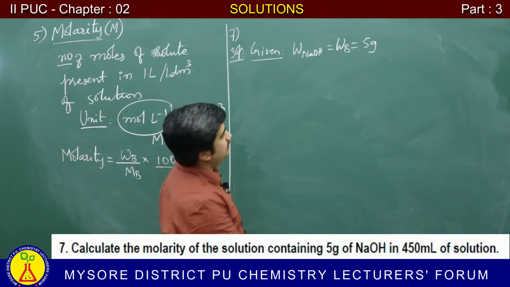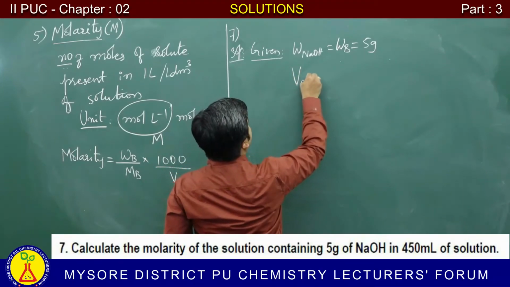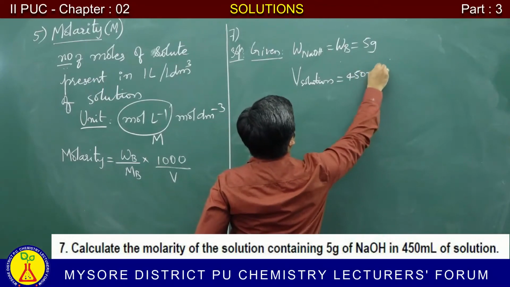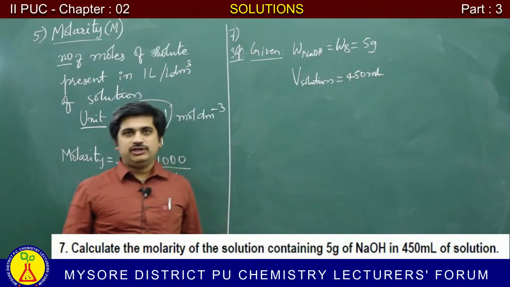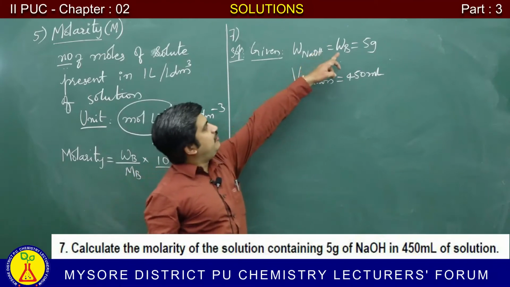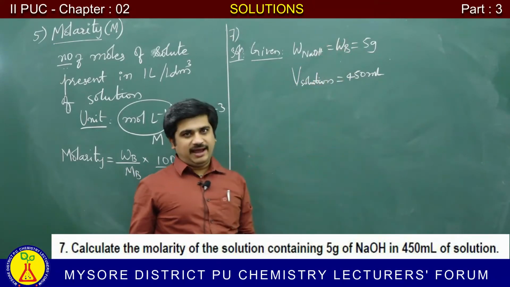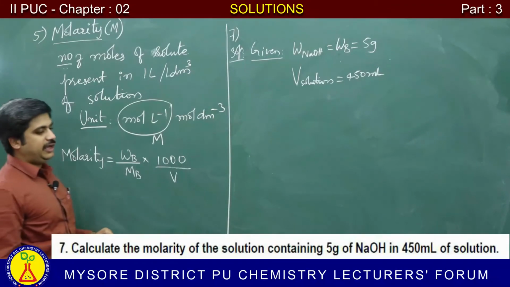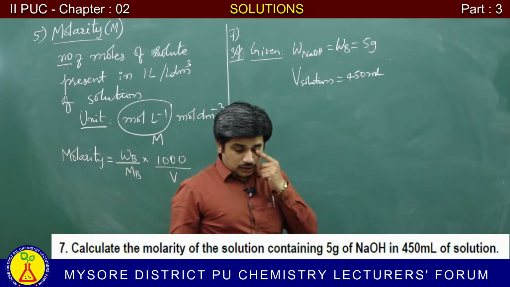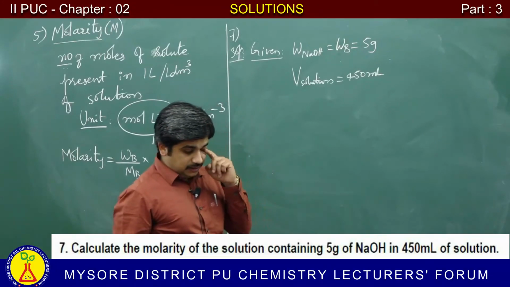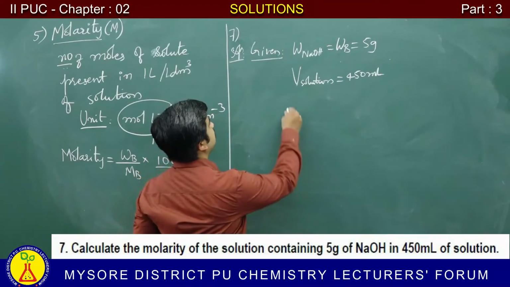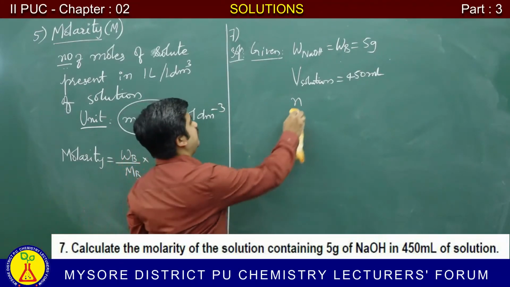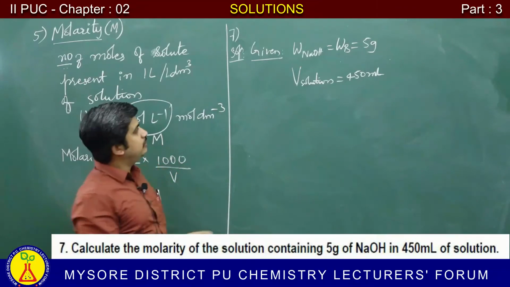Then volume of the solution is given, which is 450 ml. So volume of the solution is given in ml. Then weight of NaOH is given in terms of grams. Then we can directly apply this formula. Now, what do we get? We have to find out number of moles, or without finding number of moles also it can be done.